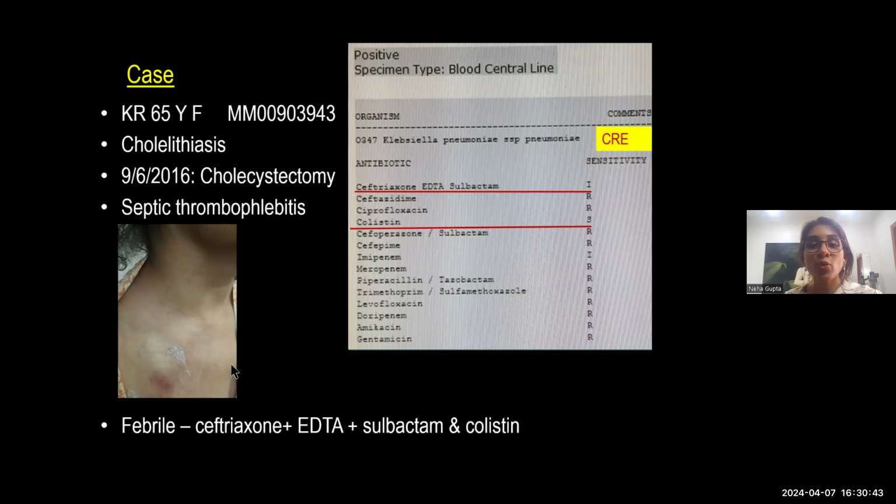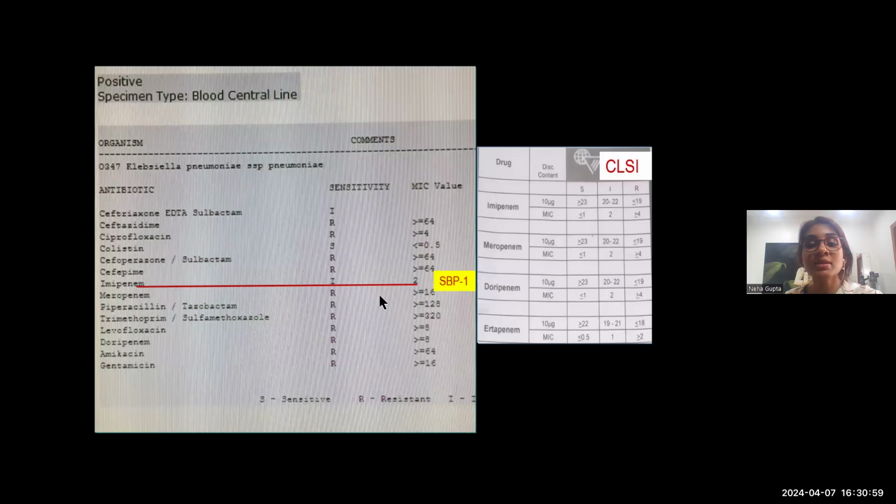So this patient was still febrile despite being on ceftriaxone-EDTA-sulbactam along with colistin. So what do we do in this patient? Can we extrapolate this intermediate susceptibility of imipenem? So we requested for the MICs, and the MIC value turned out to be 2, whereas the meropenem MIC was 16. So we have to compare it with the susceptibility breakpoint, and the imipenem susceptibility breakpoint is 1. So this is just above the susceptibility breakpoint, and we all must have observed discordant results of imipenem and meropenem.